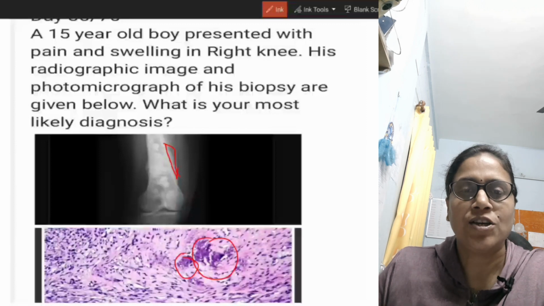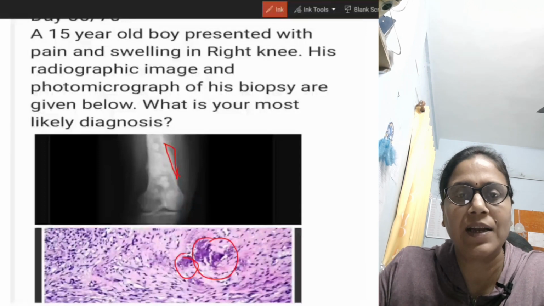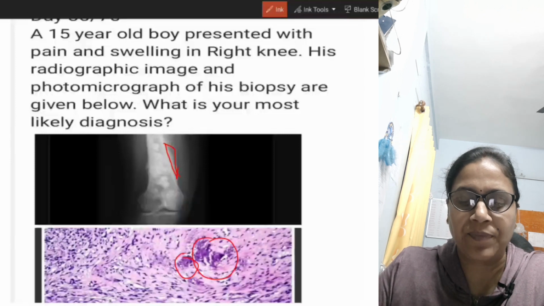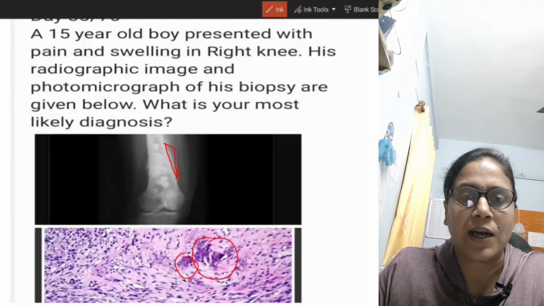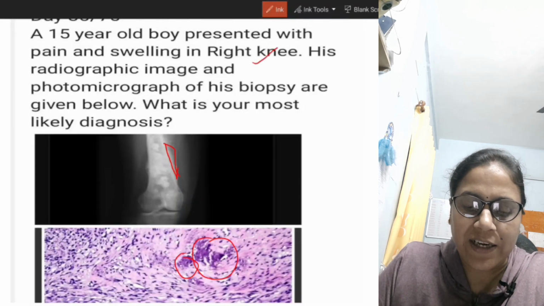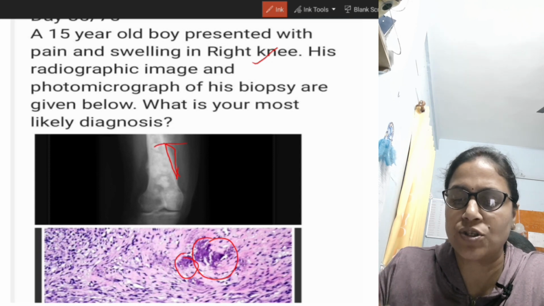Hello students. So today's question was a 15-year-old boy presenting with pain and swelling in the right knee. His radiographic image and photomicrograph of the biopsy was given, a very classical radiograph and a very classical photomicrograph. So the correct answer is osteosarcoma.